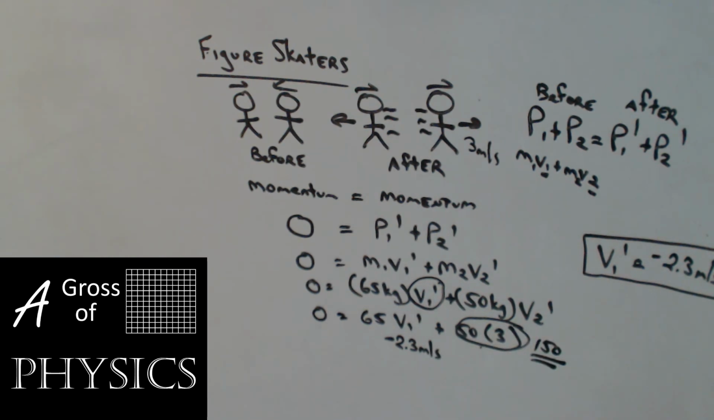65 times 2.3 is 149.5 because I rounded, of course. But it's a negative 150. The combination of the two should add up to 0. Now, of course, if we go back to check our answers, we're never going to get them to be exactly the same because of rounding. So in my case, I had 149.5, which is within the tolerance of 0 equals 0.